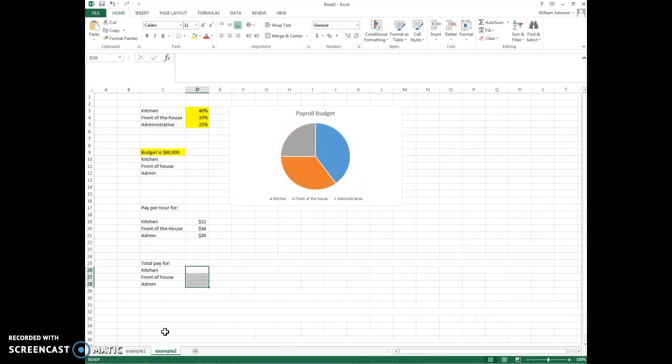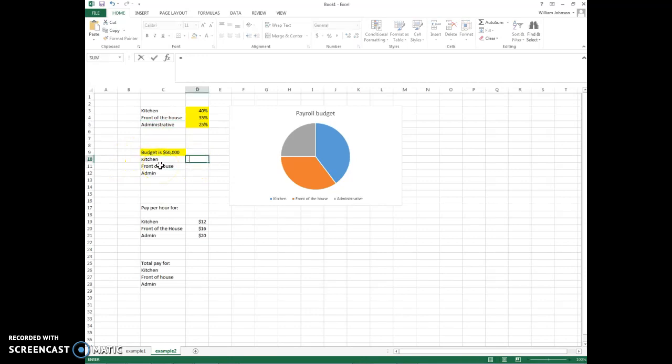Second example, an extra part. Pretend, once again, we're talking about a restaurant. You have a budget of $60,000. You're going to spend that. 40% of that is going to go to the cooks and chefs. 35% is front of the house. Administrative is going to be 25%. So the same thing: you need to say, what's the percentage?